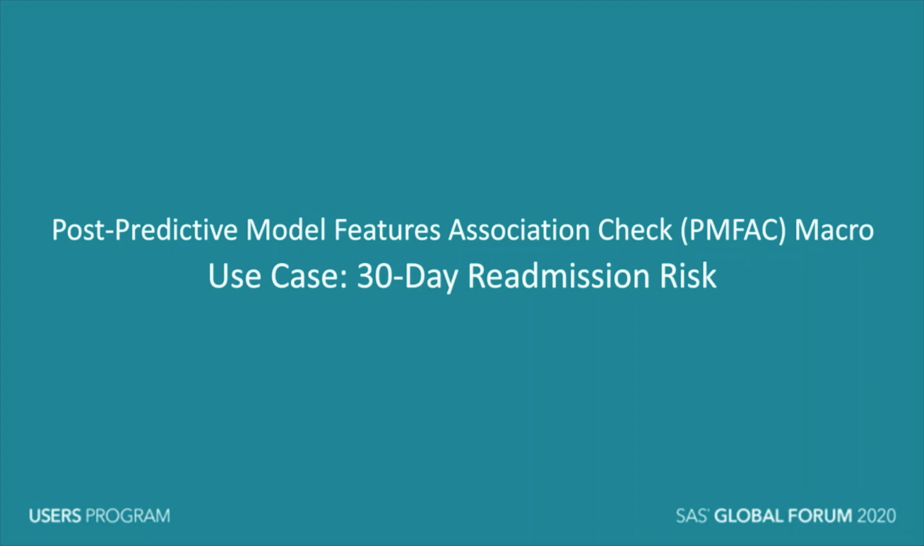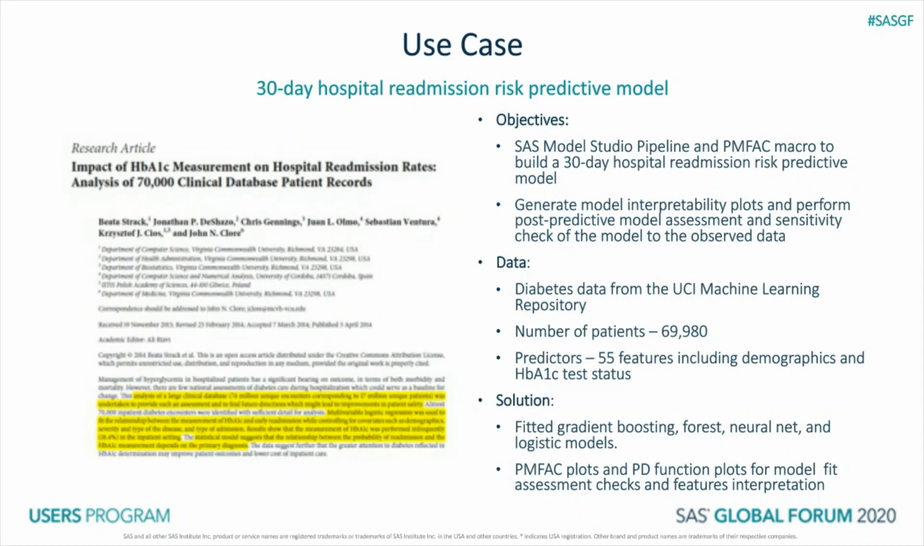First, let me talk briefly about the use case. Here, we are going to predict a 30-day hospital readmission using Model Studio pipeline and also using the PFAC macro to generate plots to explain the predictions from this model. The data that I'm using comes from the UCR machine learning, and I explain this in the paper.